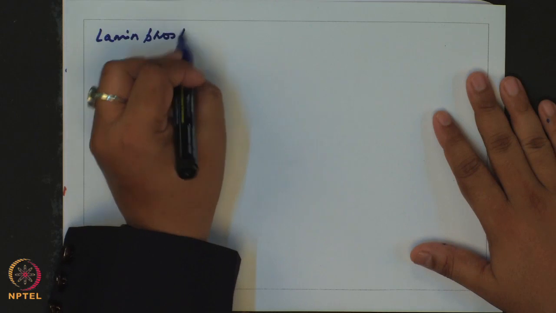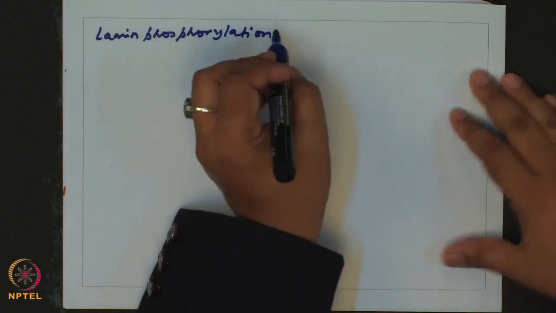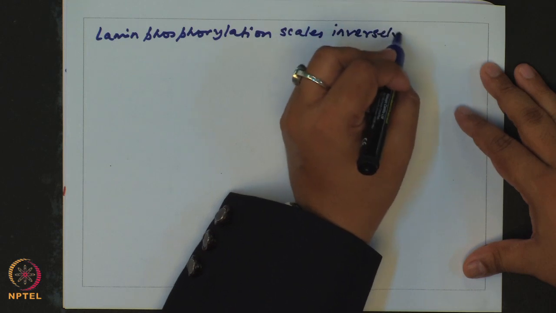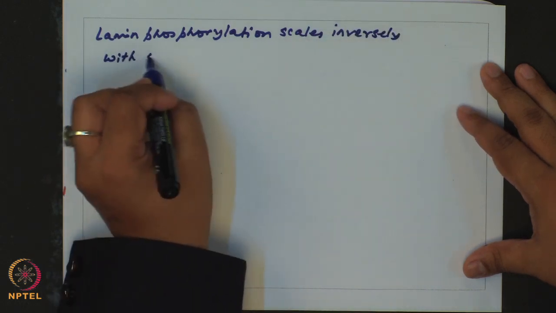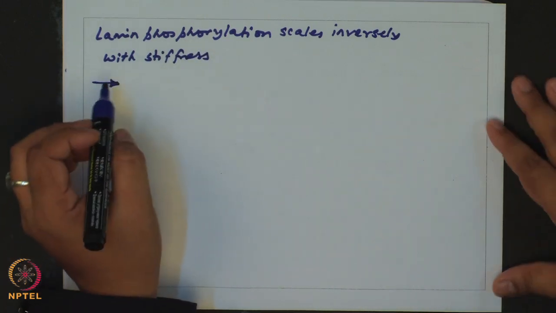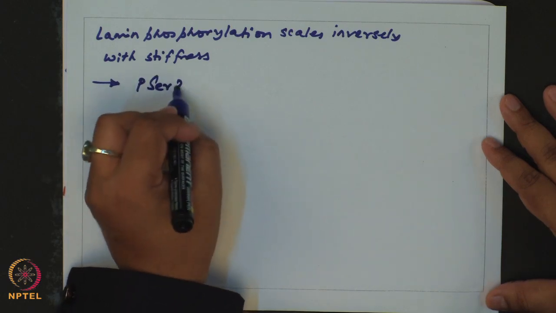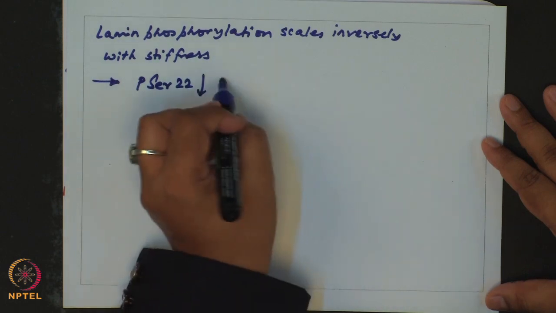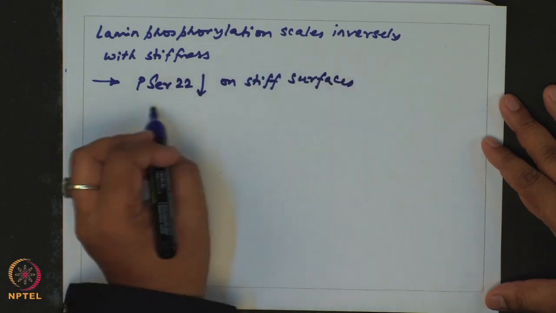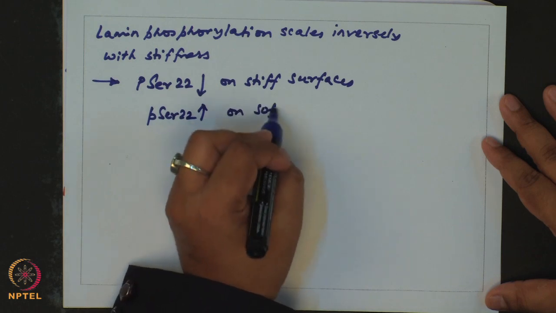The other aspect which I introduced in the last class was that lamin phosphorylation scales inversely with stiffness. In other words, on cells cultured on stiff surfaces, phosphorylation is less. So, phosphorylation of serine 22 is less on stiff surfaces, but is high on soft matrices.